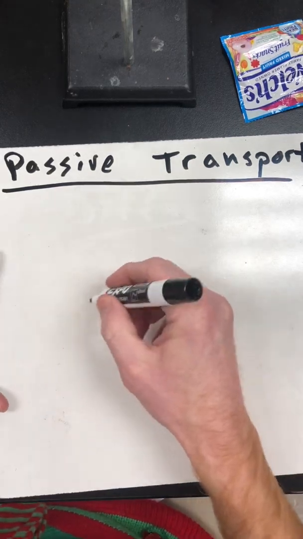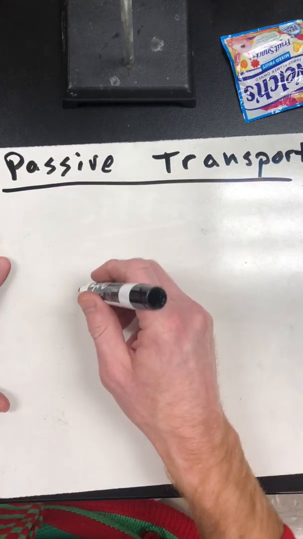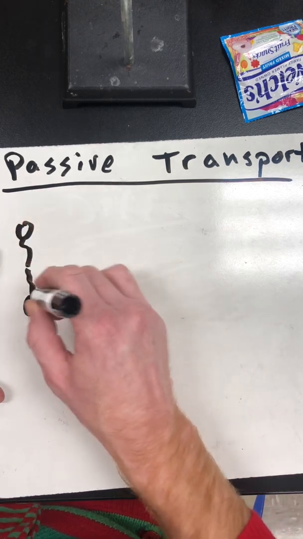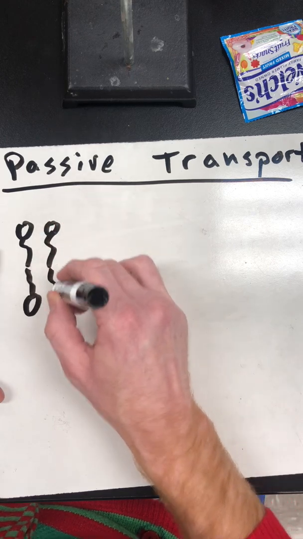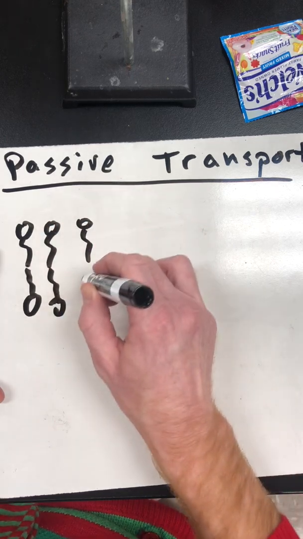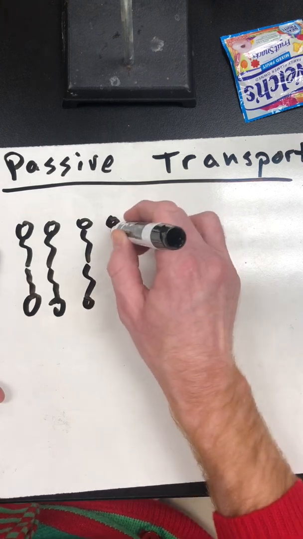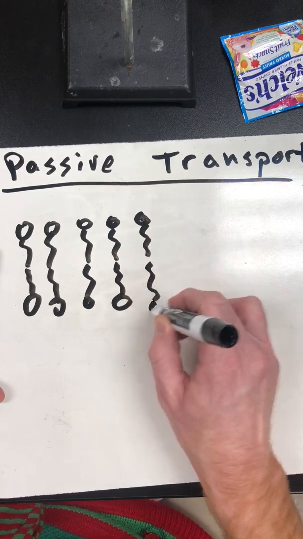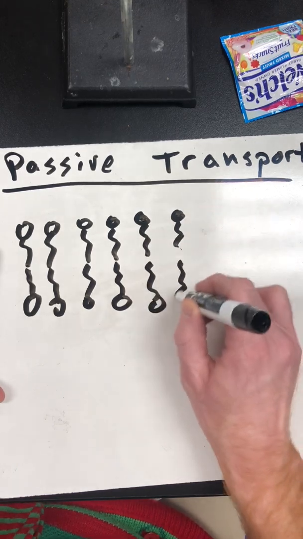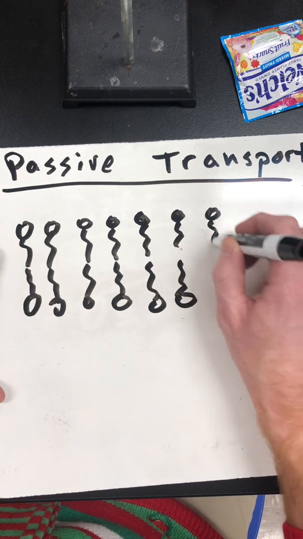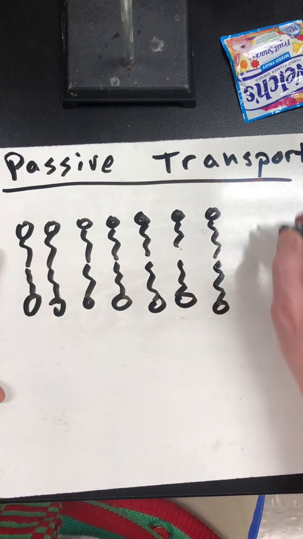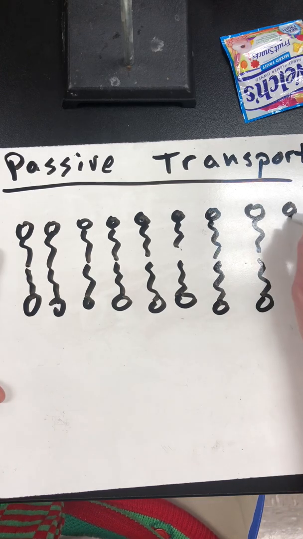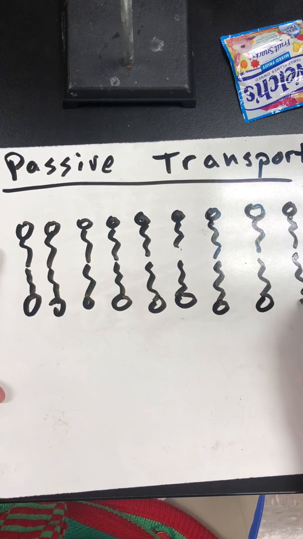I have a cell membrane, and remember the cell membrane is made of my phospholipid bilayer, right? So it's a bunch of these things. They have a hydrophilic head and a hydrophobic tail, and it surrounds the whole cell, and it's selectively permeable. All this is super important when we're talking about cell transport or just cells in general, okay? So this phospholipid bilayer is selectively permeable.